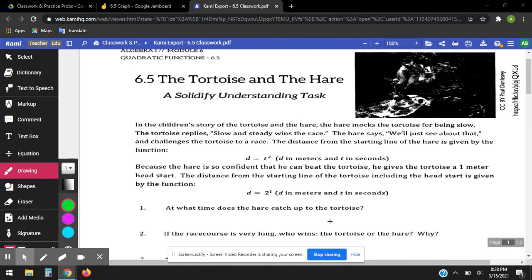Children's story of the tortoise and the hare. The hare mocks the tortoise for being slow. The tortoise replies, "Slow and steady wins the race." The hare says, "We'll just see about that," and challenges the tortoise to a race.